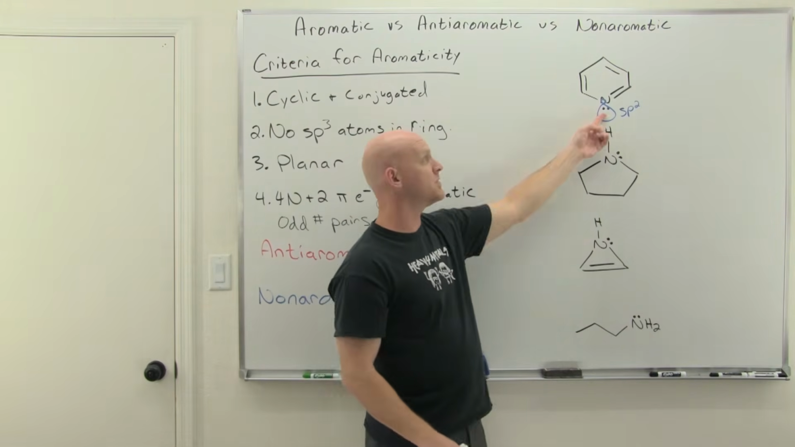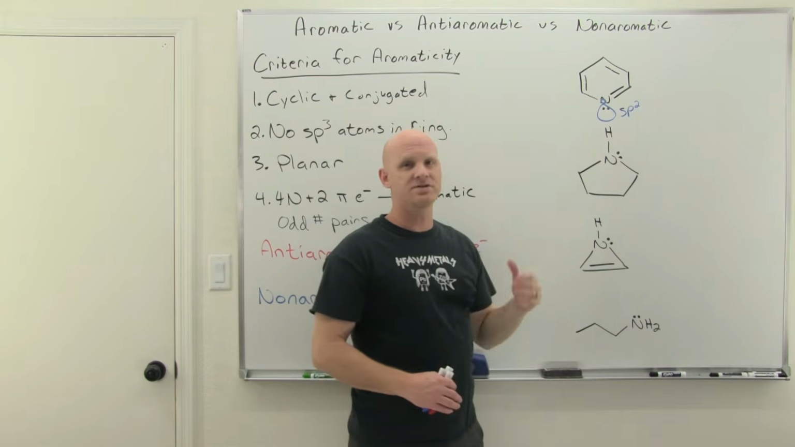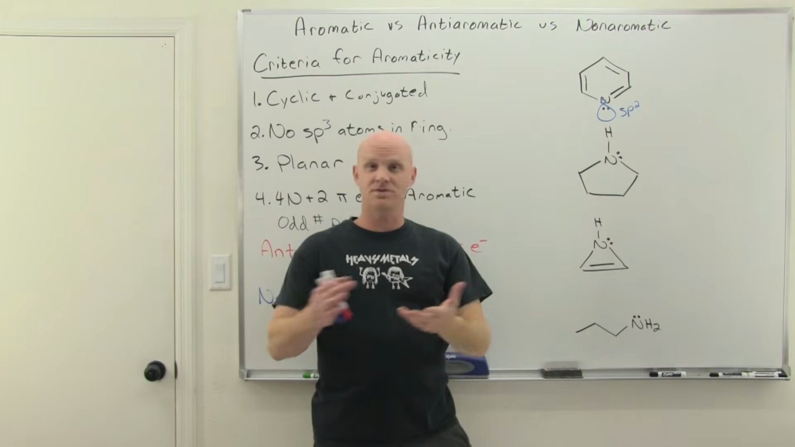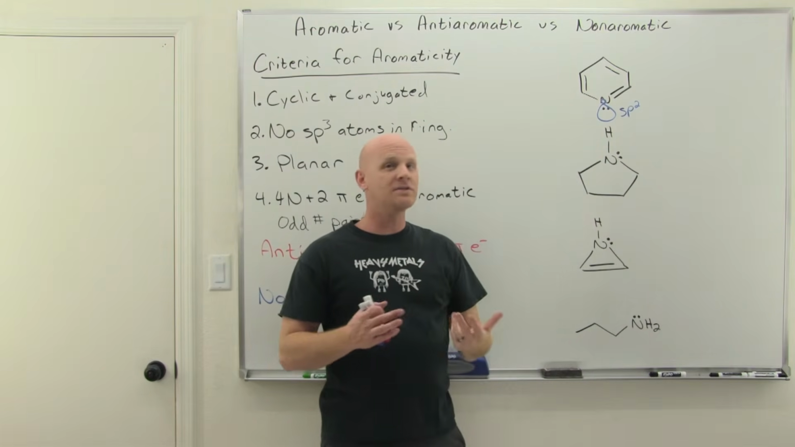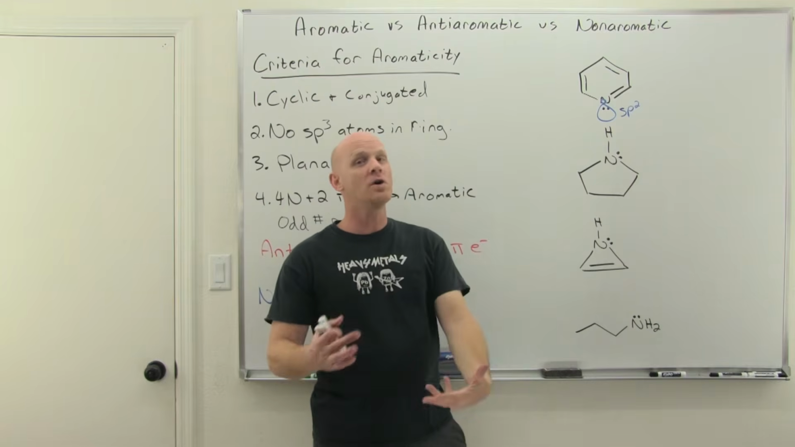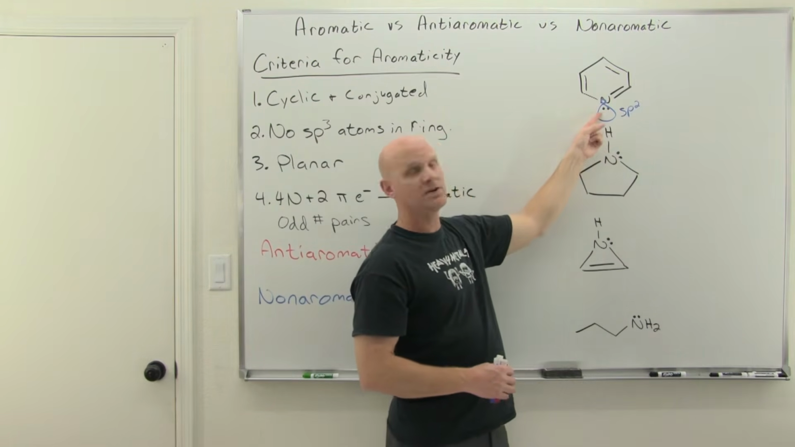Even if we tried to put this lone pair in a different p orbital, it wouldn't be parallel to the p orbitals in all the others. It would have to be in a perpendicular plane, like px versus py. And so you can only ever have one pair of electrons at any given atom involved in the pi system. And in this case, it's going to be those pi bonding electrons, not the lone pair.